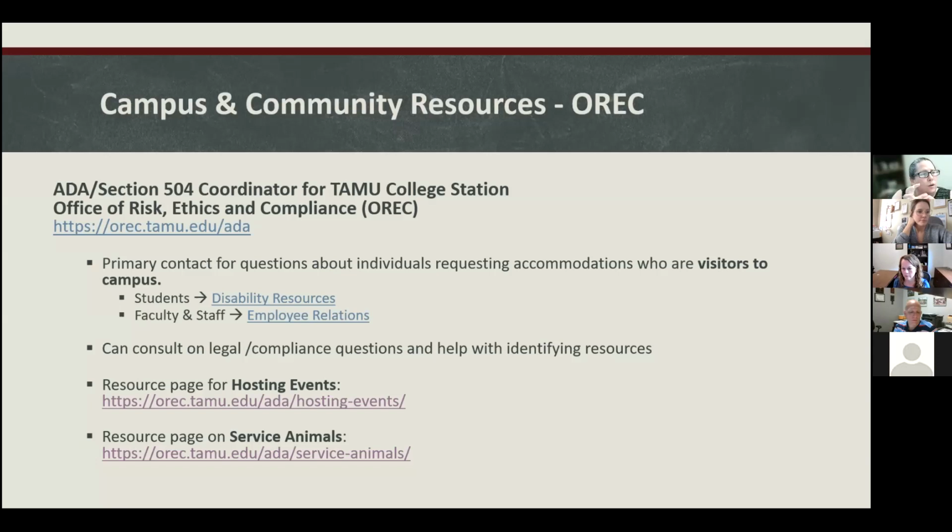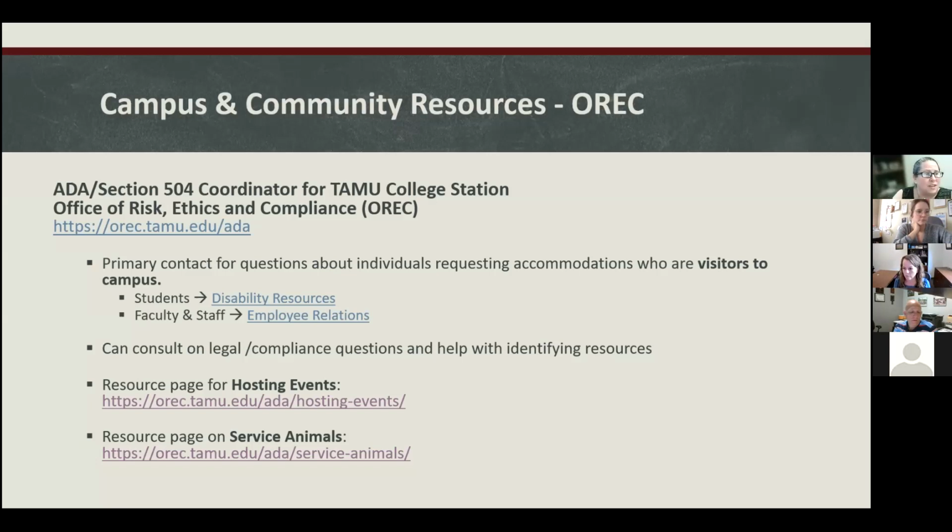The ADA coordinator office is like the overarching office, and sometimes even in our office, when we're not sure what something requires or what some resources are, we'll reach out to them to consult on that legal compliance, and to look at resources to make sure that the information is out there for others. They actually host two different pages that have great information. We get called all the time, people ask about planning events, and they have a lot of the things I've talked about here about planning your space, what you're required to do, and who to contact.